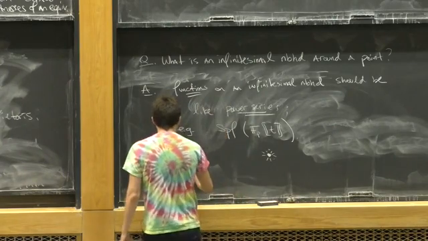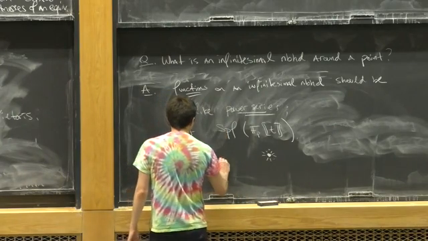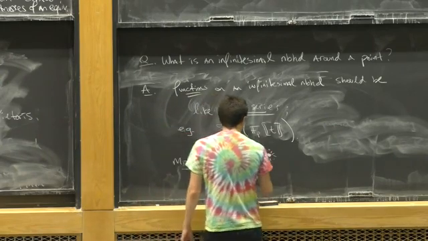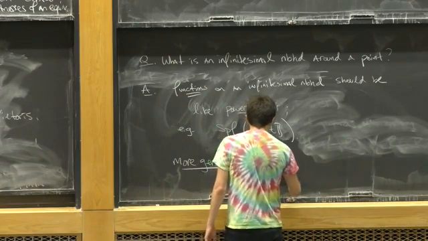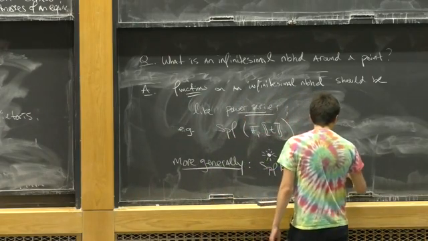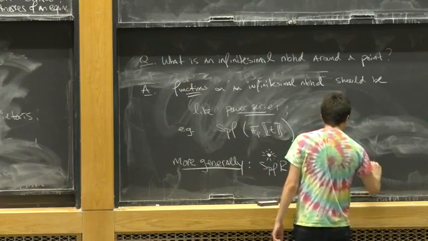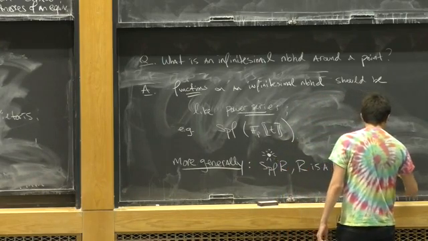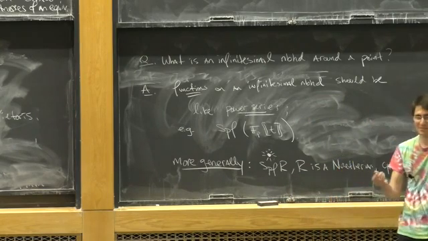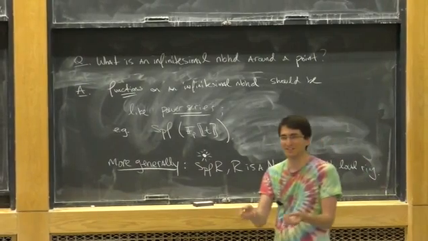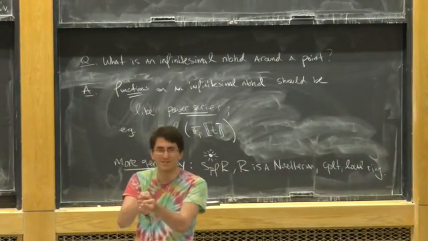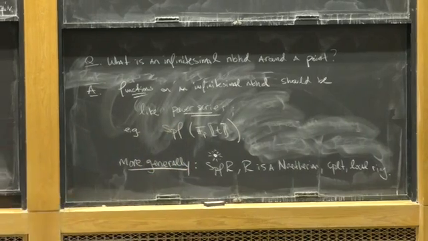So more generally, in algebraic geometry, infinitesimal neighborhoods correspond to Spf of R, where R is, say, a Noetherian complete local ring. So it has a single maximal ideal, and modding out by that maximal ideal gives you a field, and that field, Spec of it, corresponds to the point that you're taking an infinitesimal neighborhood of. Okay?